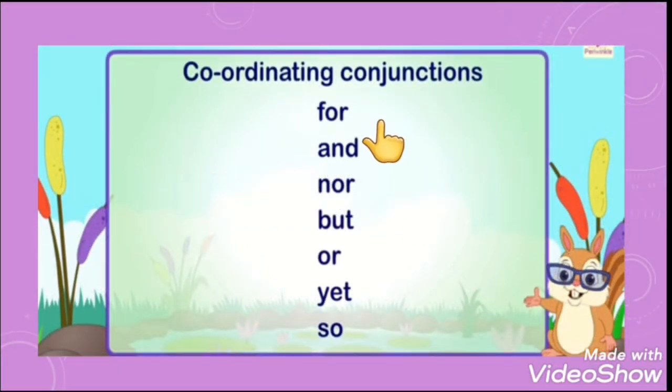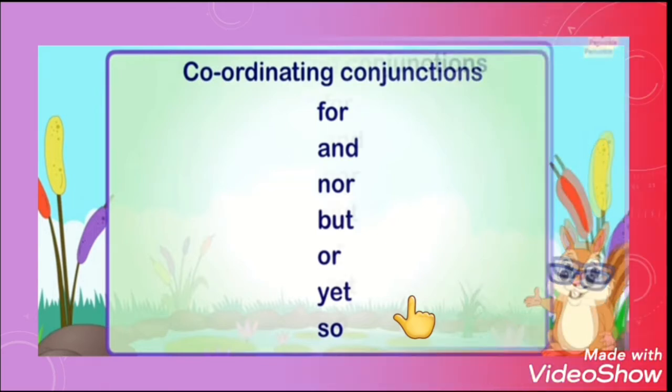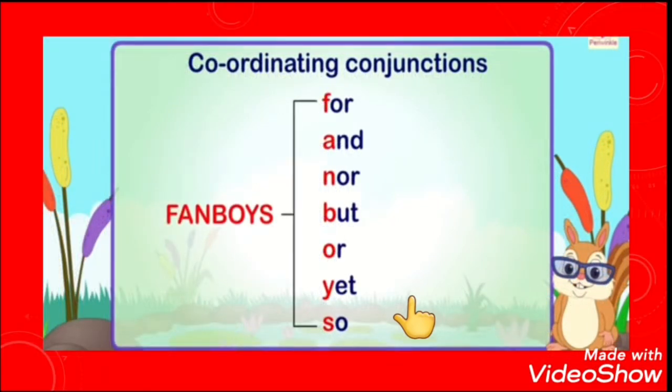Students, for, and, nor, but, or, yet, so. These all are called coordinating conjunctions. We can learn these coordinating conjunctions, that is for, and, nor, but, or, yet, so, by FANBOYS.